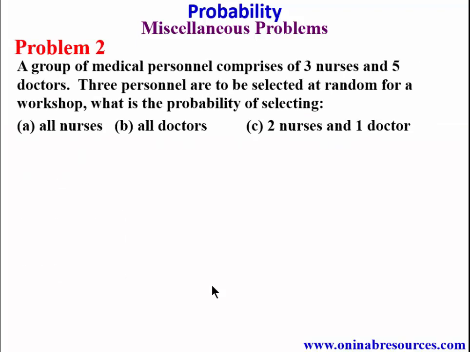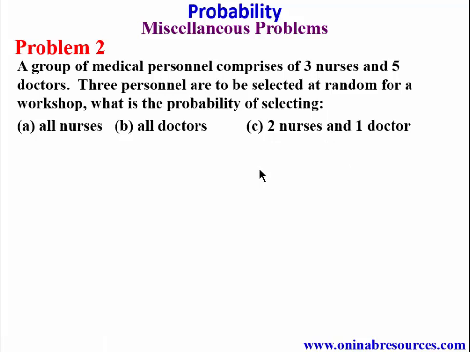For problem 2, a group of medical personnel comprises of 3 nurses and 5 doctors. 3 personnel are to be selected at random for a workshop. What is the probability of selecting A, all nurses, B, all doctors, C, 2 nurses and 1 doctor?